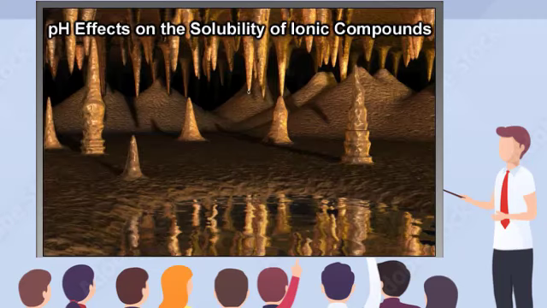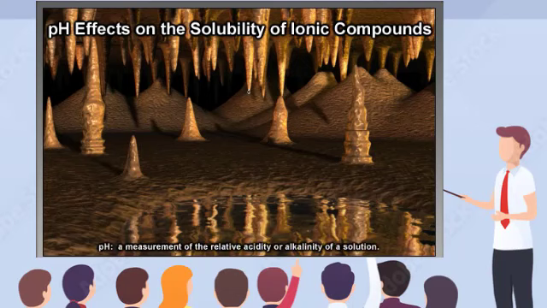In the last few scenes, you learned that adding a common ion to a solution lowers the solubility of an ionic compound. Another factor that may affect the solubility of ionic compounds is pH. pH is a measurement that indicates the relative acidity or alkalinity of a solution. A solution that has a low pH is acidic, and one that has a high pH is basic.